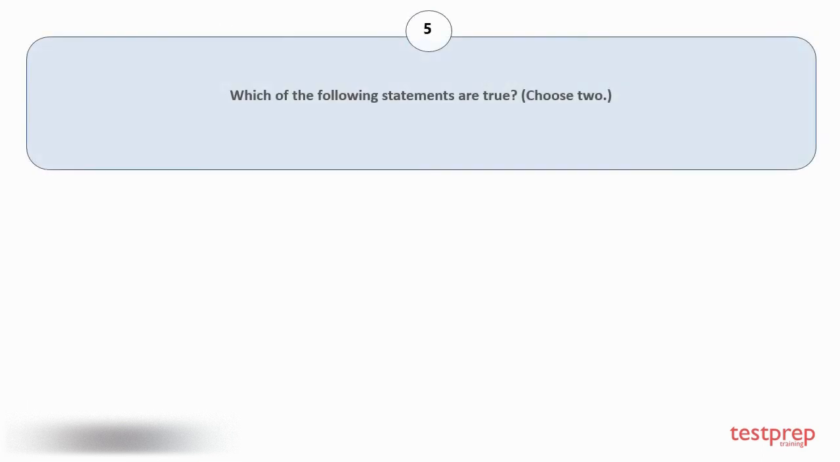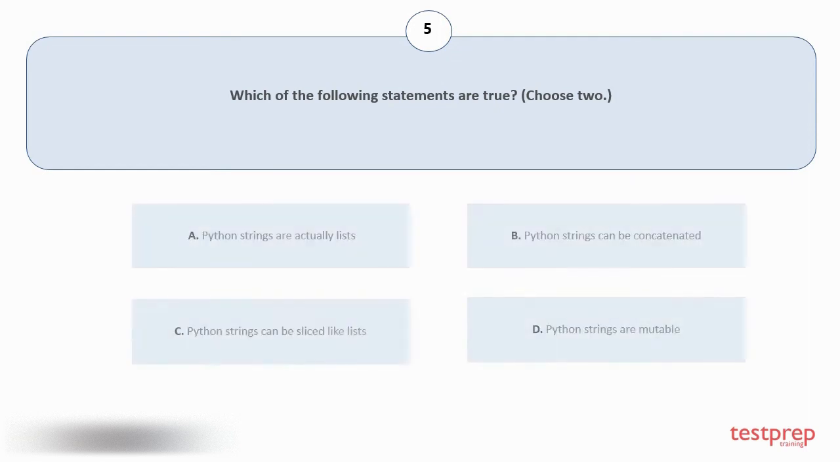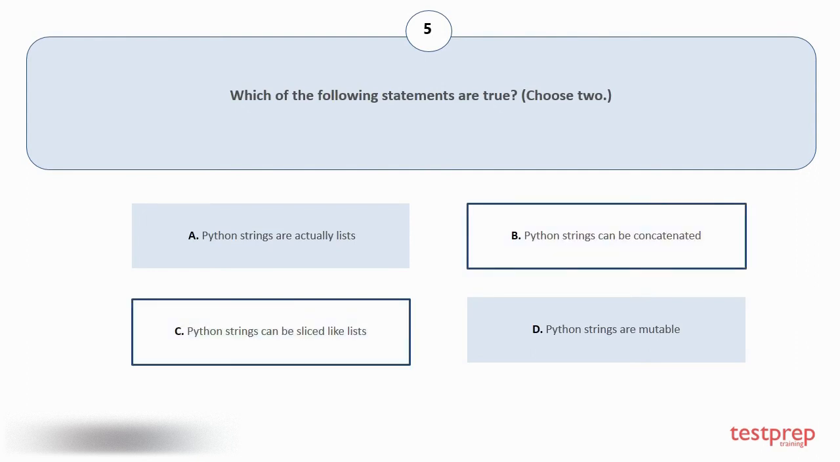Question number 5, which of the following statements are true? Choose 2. Your options are. A. Python strings are actually lists. B. Python strings can be concatenated. C. Python strings can be sliced like lists. D. Python strings are mutable. The correct answers are, option B, and C.